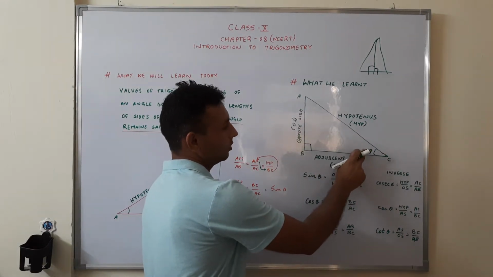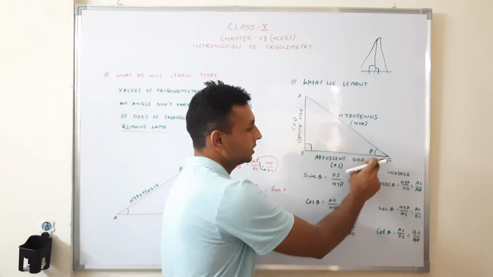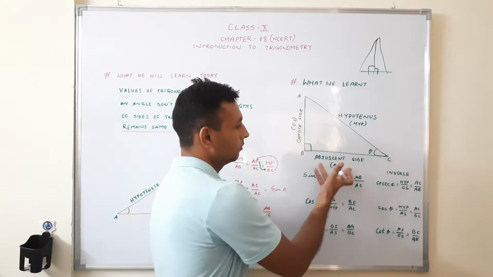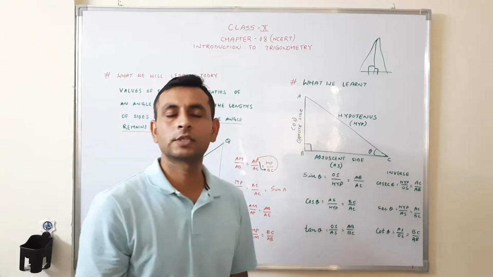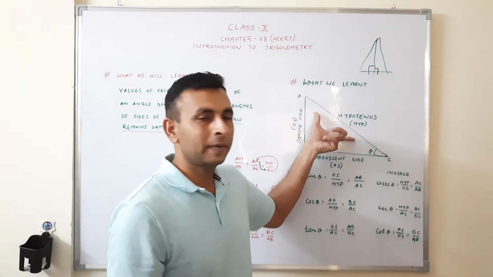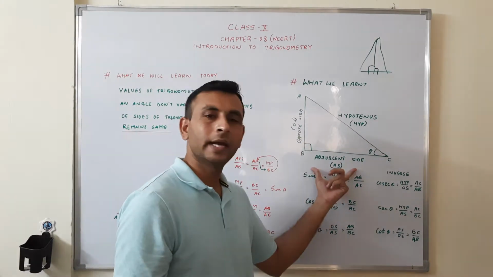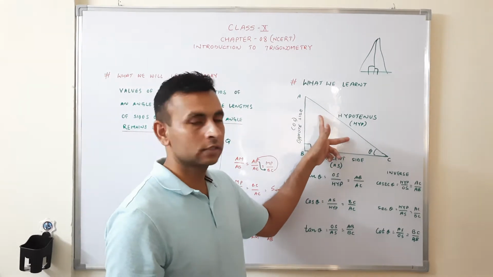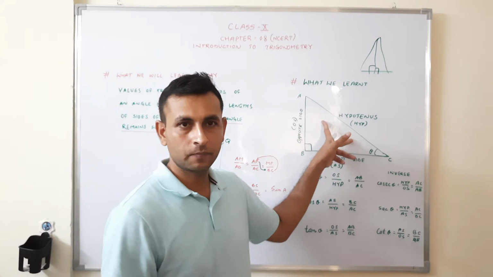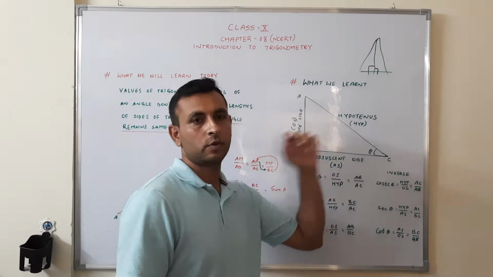Any side opposite to this angle will be considered the opposite side. Then the adjacent side. Now the question comes, adjacent sides are two: one is this one and one is this one. Yes, you are right. In this case, we will compare the lengths of this side and this side. Whichever length is lesser will be the adjacent side. The length which is more as compared to the adjacent side will be the hypotenuse. This is how we come to know about the opposite side, adjacent side and the hypotenuse.